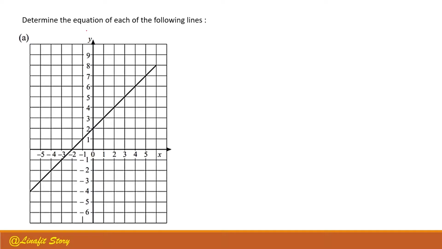Determine the equation of each of the following lines. Equation A, the line slopes upwards. It's going up. So its gradient is positive. To get the gradient is how far up out of how far along. Let's say we choose this coordinate. How far up is 1, 2, 3. Positive 3 divided by how far along? 1, 2, 3. 3 divided by 3 is 1.